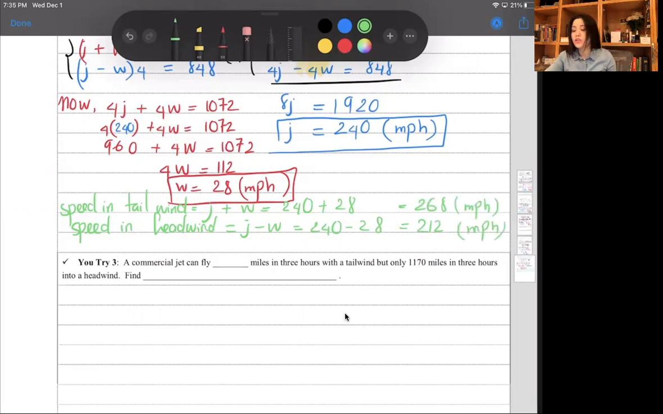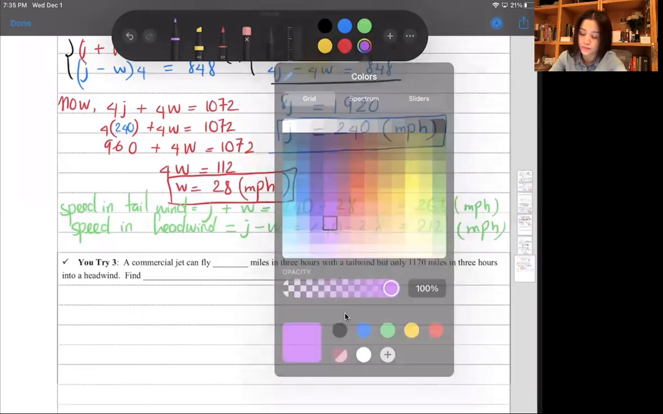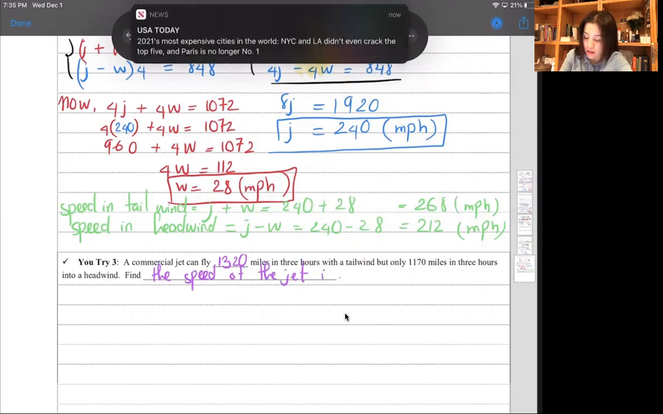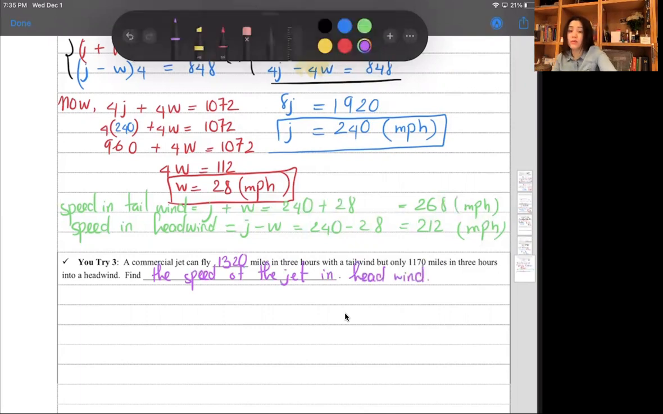Okay. If you want to try it yourself, get some practice, I'll give you the you-try problem. A commercial jet can fly 1,320 miles in 3 hours with a tailwind, but only 1170 miles in 3 hours into the headwind. Find the speed of the jet in headwind. In headwind, when it's subtract, right? J minus W. Okay, all right, good luck.